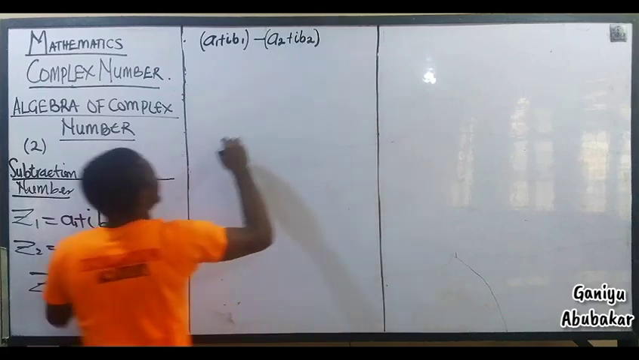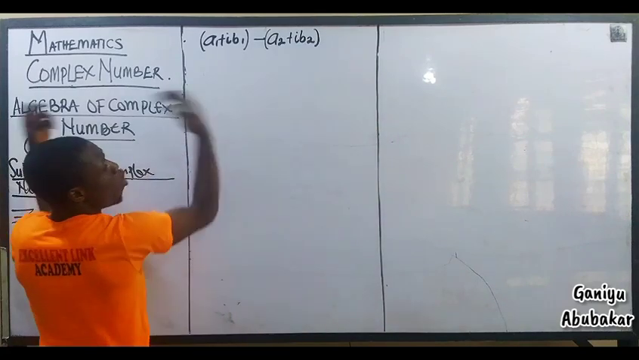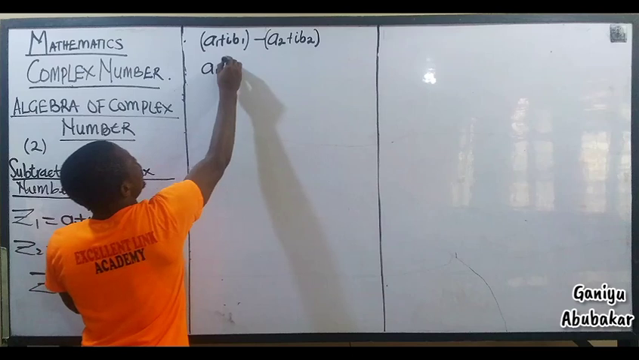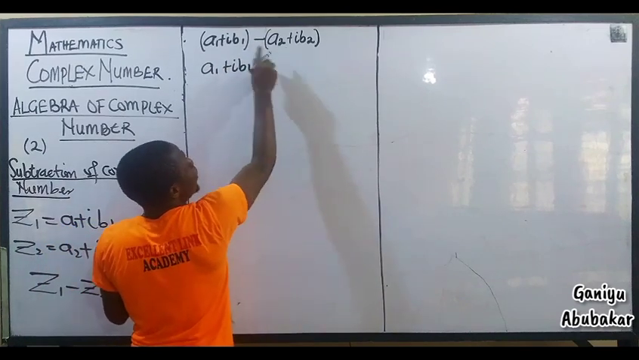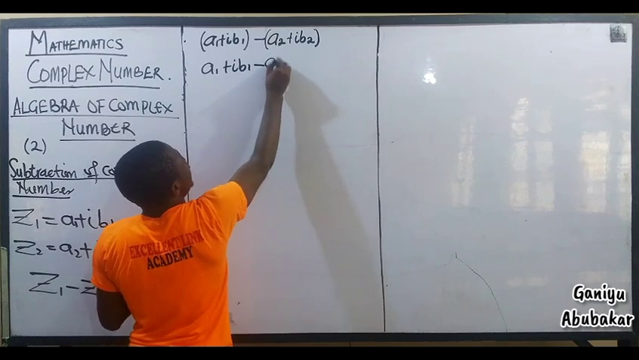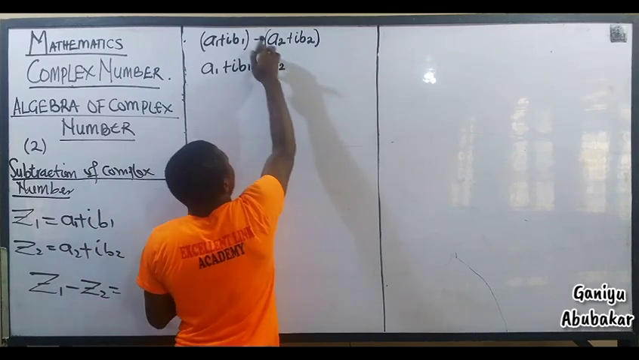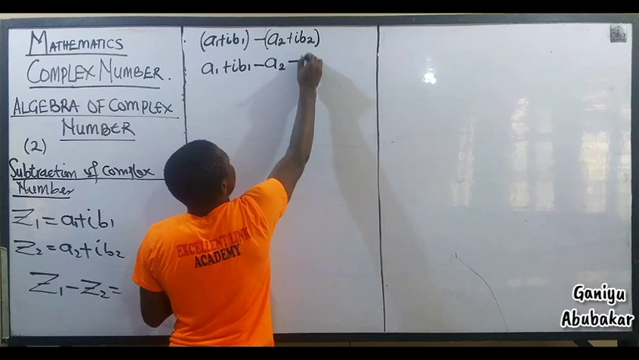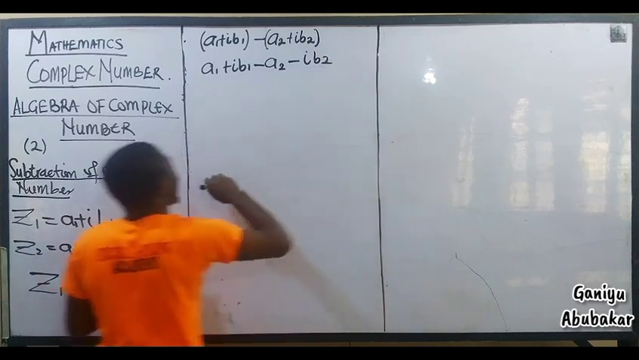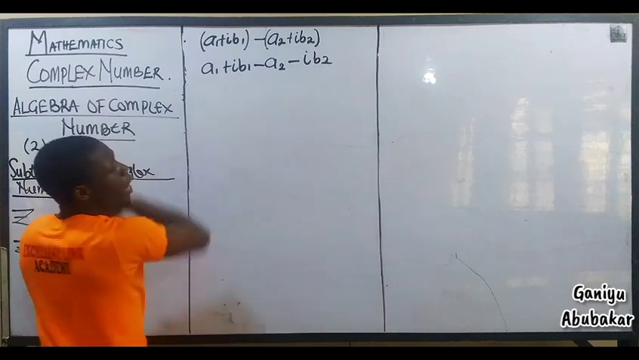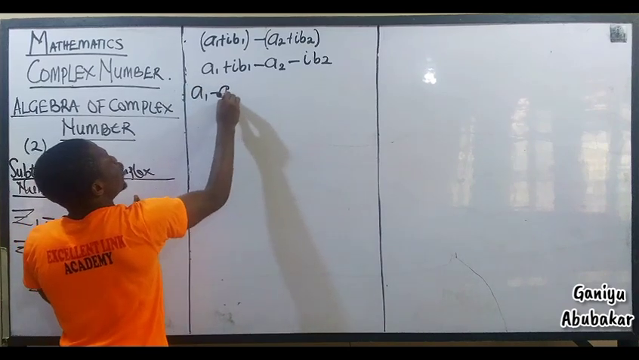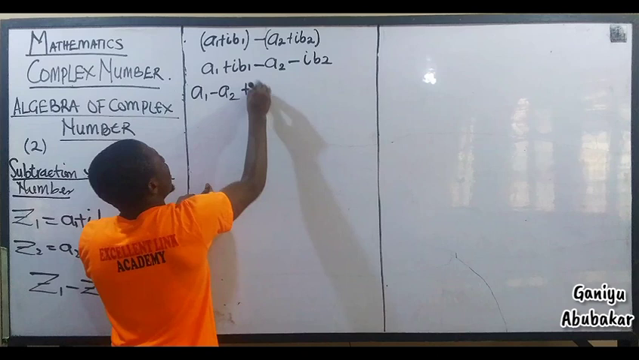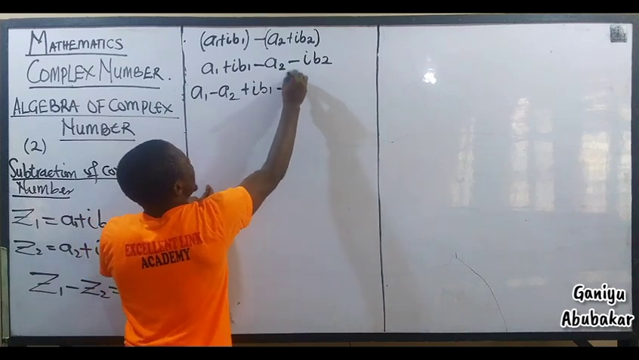Next up, expand the bracket, or perhaps open the bracket: a1 plus ib1. Next up, minus times a2, minus times a gives minus a2. Next up, minus times plus what? Minus ib2. At this point, I'll take the parts together. So I have a1 minus a2. Next up, plus ib1. Next up, minus ib2.